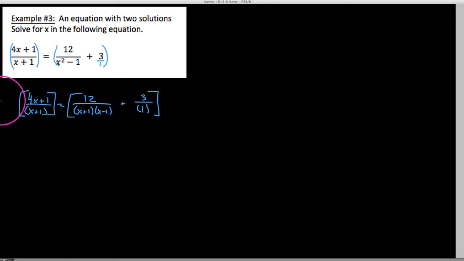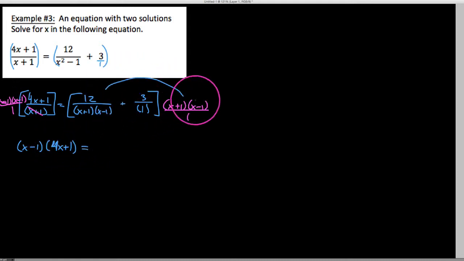So we multiply both sides by x plus 1, x minus 1. We'll do the same thing over here, x plus 1, x minus 1. We're going to distribute through by this least common denominator. Over here these would cancel out, and we would be left with x minus 1 times 4x plus 1 on the left side. Distributing it through to both terms, both of these cancel with this one here, and we get left with just 12, which is kind of nice. And now plus 3 times, and nothing cancels here, so 3 times x plus 1, x minus 1.